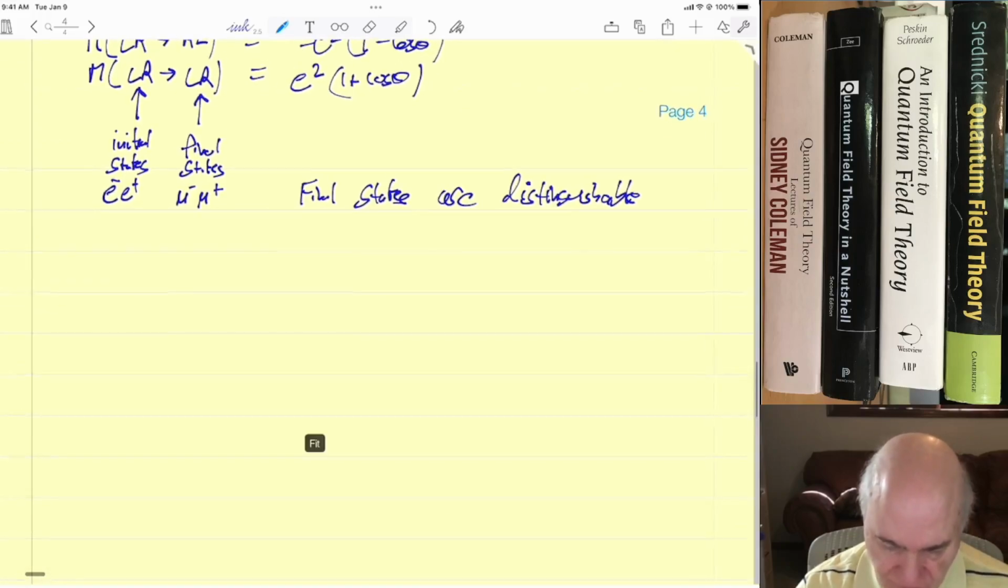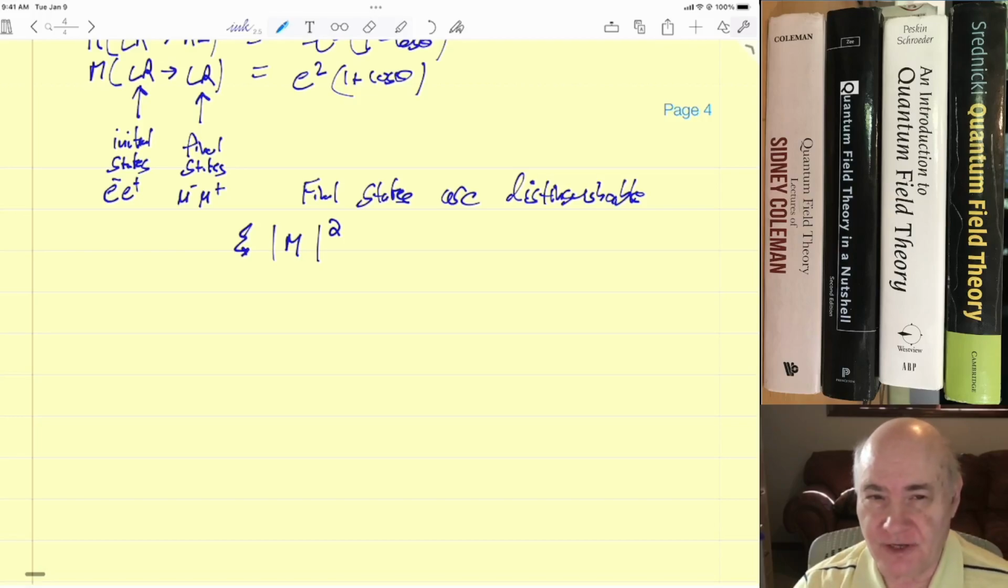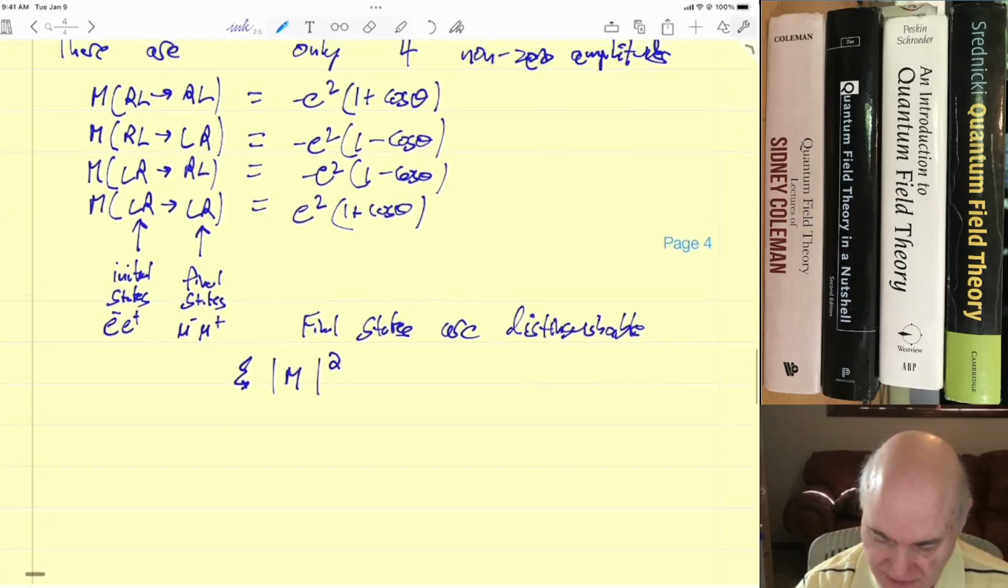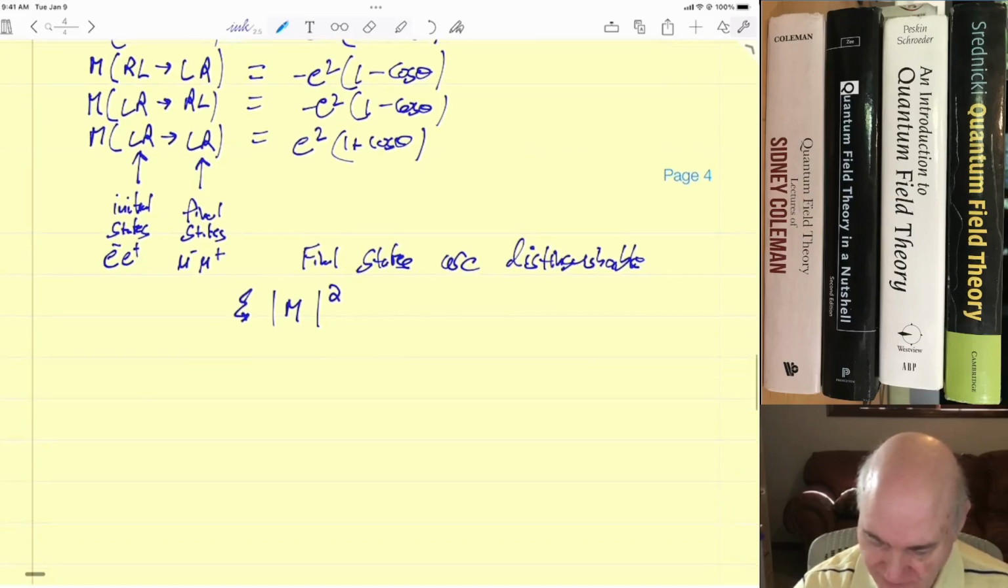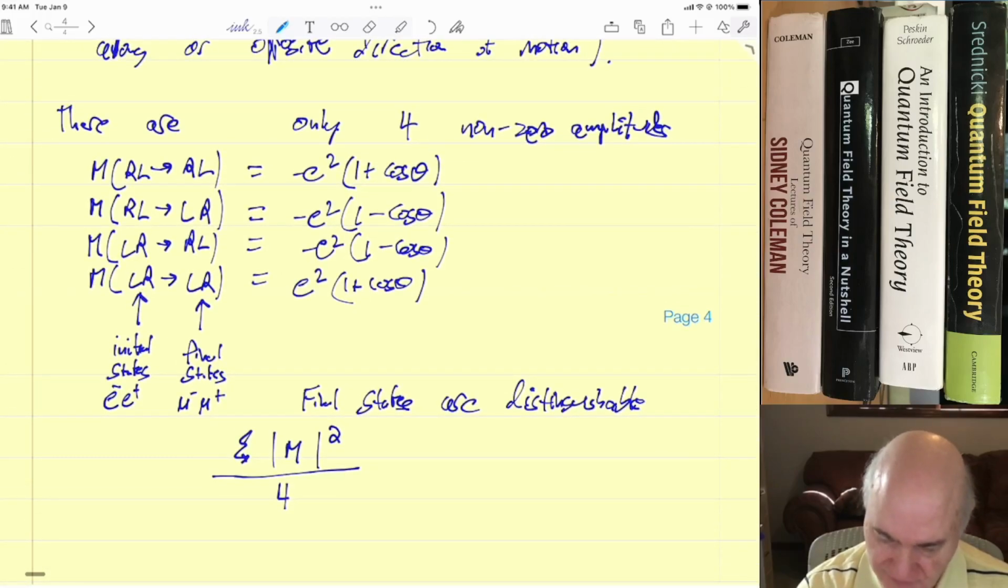So by the usual rules of quantum mechanics, we have to take the absolute squared of the matrix elements, and then we have to sum them over all possibilities, which is 4 of them. And then we don't know what our initial polarization will be. It's equally likely to be any of these things. So we divide by 4 to get the average cross section, because 1/4 of the time will be in this state, 1/4 in this, and so on. So each of these is going to occur 1/4 at a time.